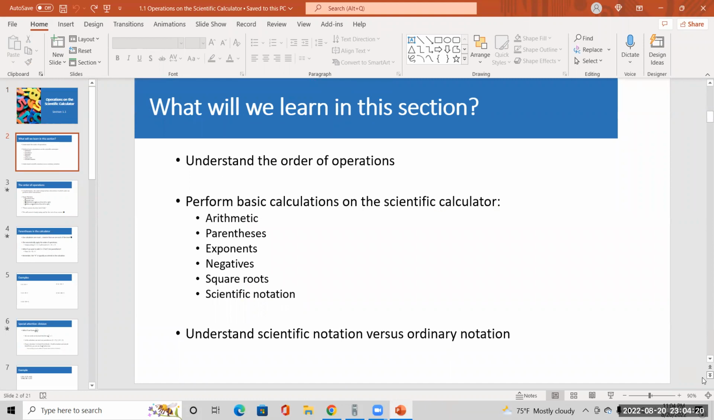So in this section, we're going to start by talking about the order of operations, and then we're going to talk about basic calculations on our calculators. We're going to do basic arithmetic. We're going to talk about parentheses, exponents, negatives, square roots, and scientific notation. We're going to specifically focus on understanding scientific notation versus ordinary notation. We'll have a few sections throughout the rest of our course where scientific notation is very helpful.